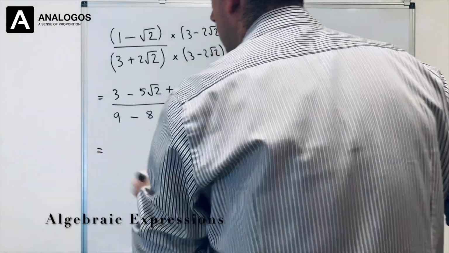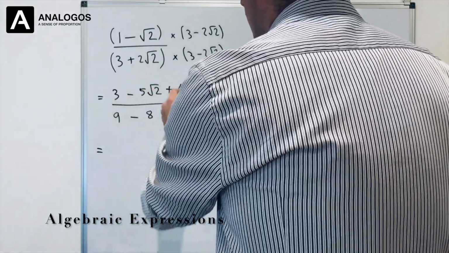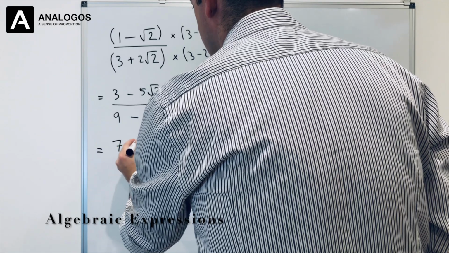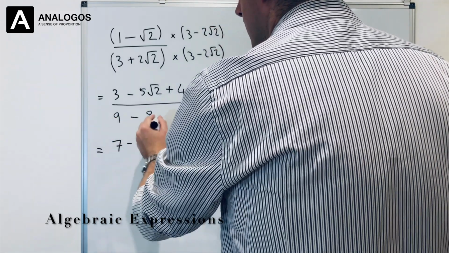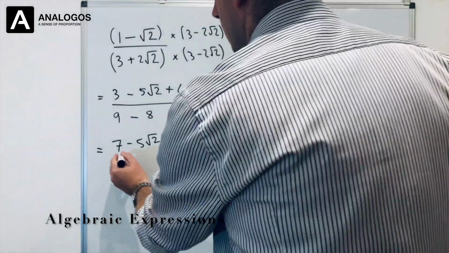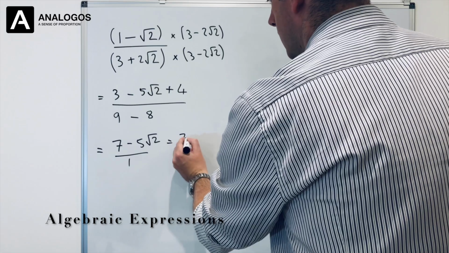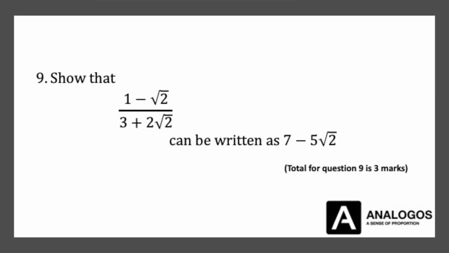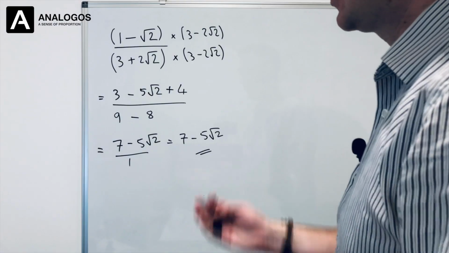Okay? So what have we got? 3 minus 5 root 2 plus 4, so 3 and 4 can come together, which gives you 7 minus 5 root 2. 9 minus 8 is just 1. 7 minus 5 root 2 over 1 is the same as 7 minus 5 root 2, which is what they'd asked for. And that's it.